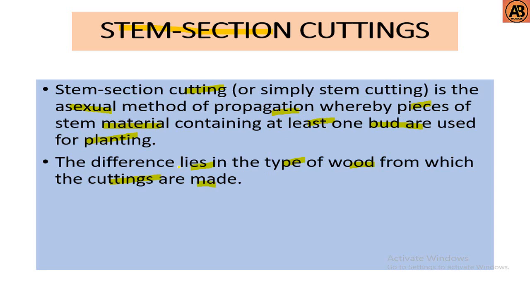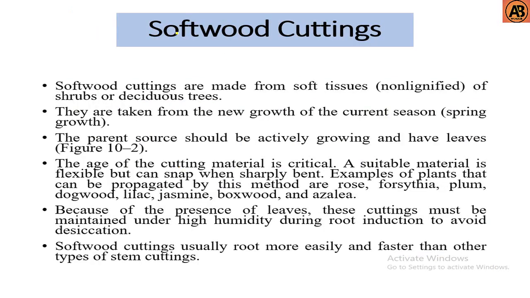Then stem section cuttings are divided in many ways, such as softwood cuttings. Softwood cuttings are made from soft tissues of shrubs and deciduous trees. They are taken from the new growth of the current season. The parent source should be actively growing and have leaves. So this is the softwood cuttings.